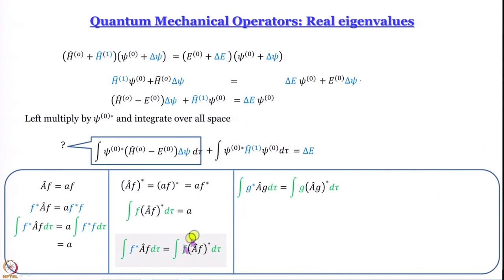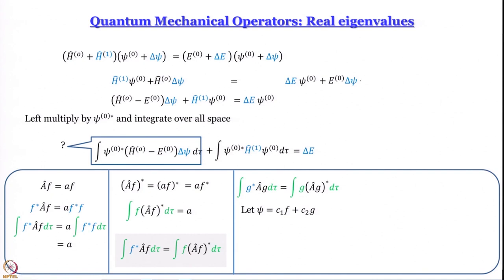We want to bring in a different function here, and to do that we take a linear combination of f and g, and we take psi is equal to c1 multiplied by f plus c2 multiplied by g. Why? Because we want an integral f star a hat g d tau. Okay? This linear combination will enable us to do exactly that.